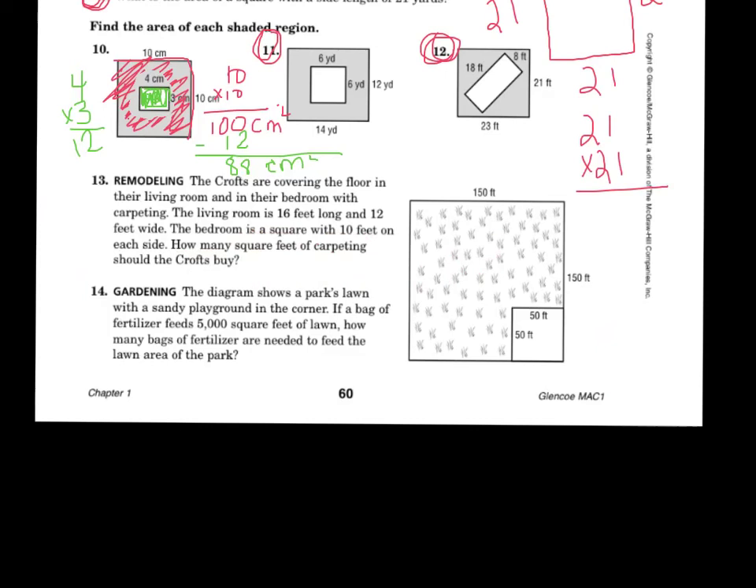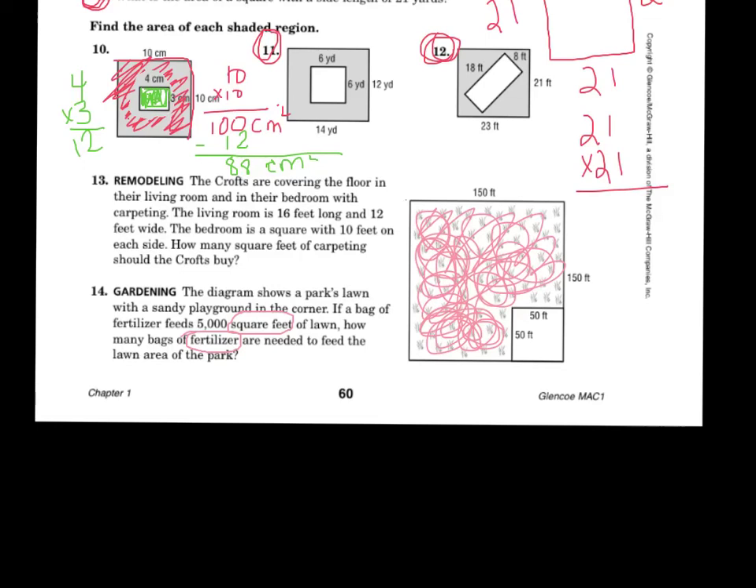Okay, number 14. The diagram shows a park's lawn with a sandy playground in the corner. If a bag of fertilizer feeds 5,000 square feet of lawn, how many bags of fertilizer are needed to feed the lawn area of the park? Okay, the fertilizer is plant food, and when you put down fertilizer, you scatter it everywhere. You spread it out, and that's another sneaky way of asking for area. And also, it has this word here, square feet. So nowhere in this question is it asking what is the area. You have to read these keywords.